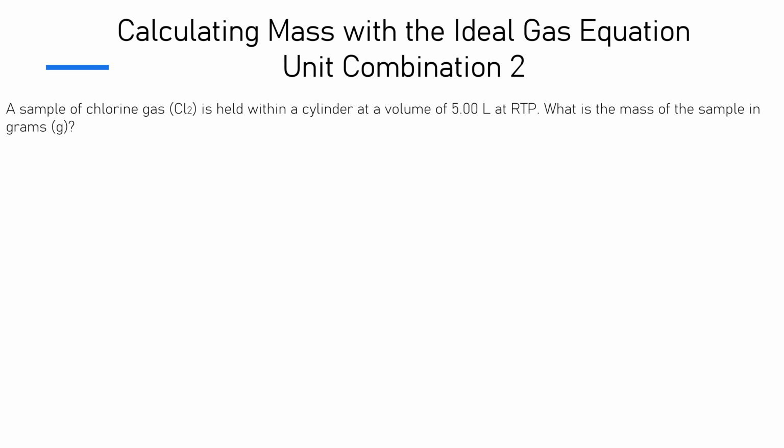Okay, let's go through another question involving the calculation of mass. However, this time we're going to use unit combination 2 and go over another set of conditions of pressure and temperature that you'll need to remember in case it comes up in a question like this. A sample of chlorine gas is held within a cylinder at a volume of 5.00 litres at RTP. What is the mass of the sample in grams?